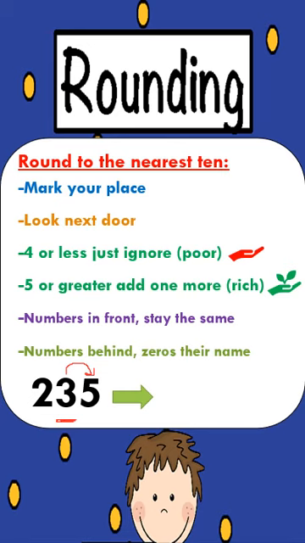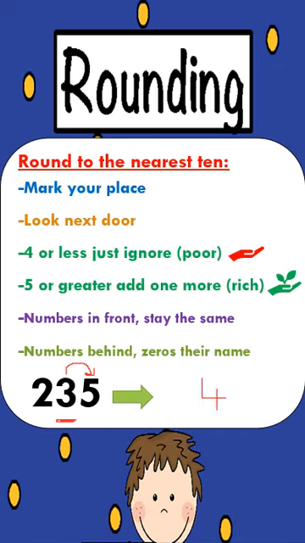Why do we add 1 more? Because from 5 or greater, these are rich numbers. You can see a hand which is not empty. This is an empty hand, but this one is not empty. It can give me 1 because it's rich. So numbers from 5 to 9 are rich numbers, and we add 1 more to the number we mark. So it will not be 3 anymore. After we add 1 more, it will be 4.